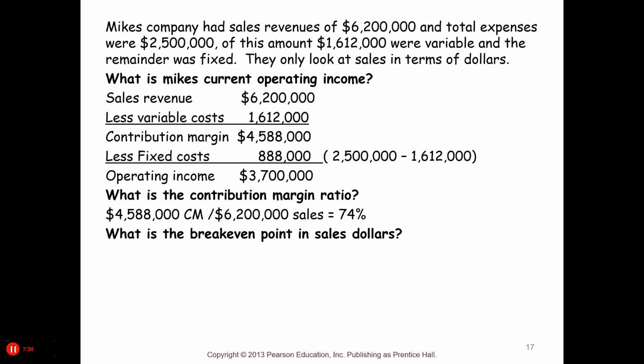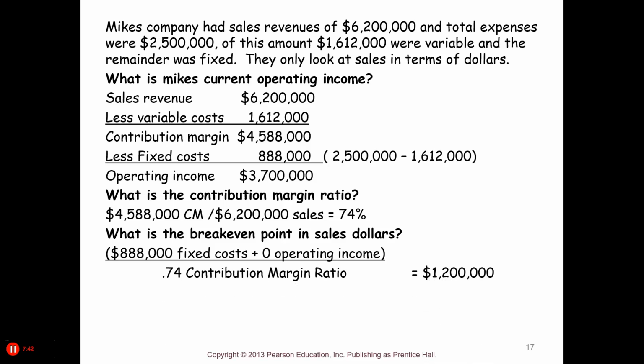What is break-even point in sales? It's going to be the 888, the fixed cost plus zero because we want to break even, divided by our contribution margin ratio, which tells us we need sales of $1.2 million if we want to break even.